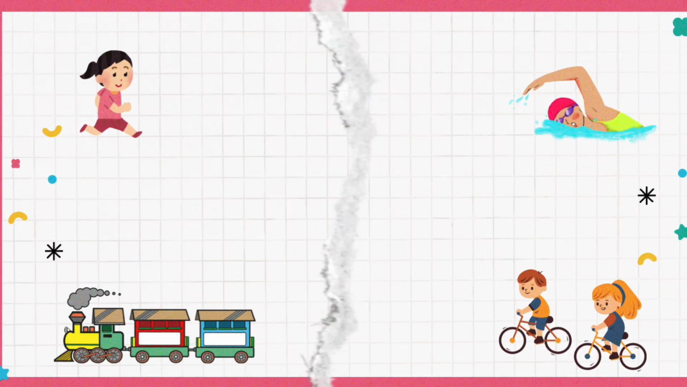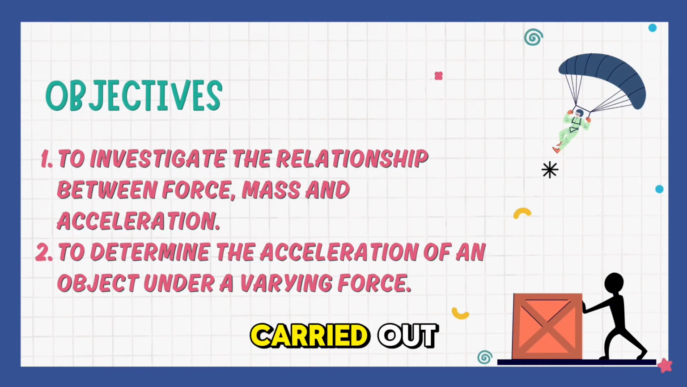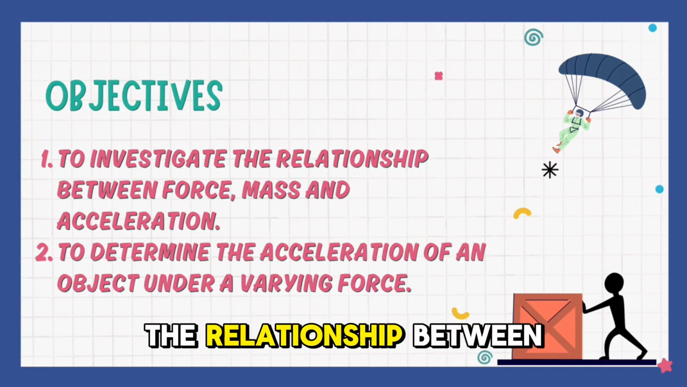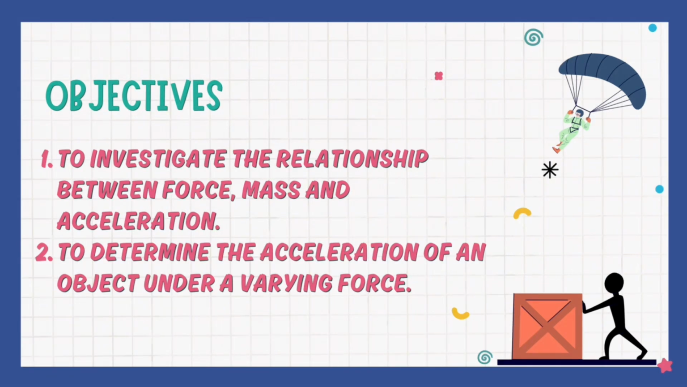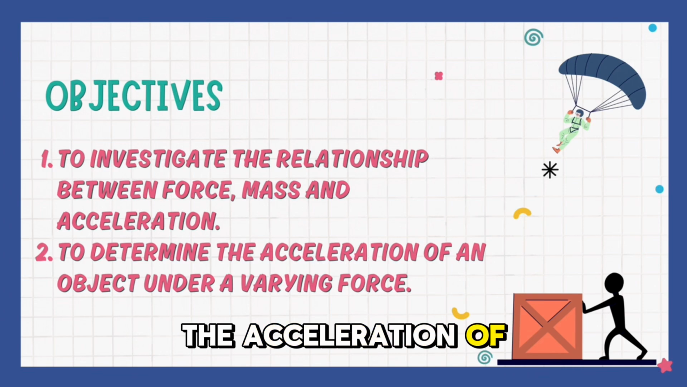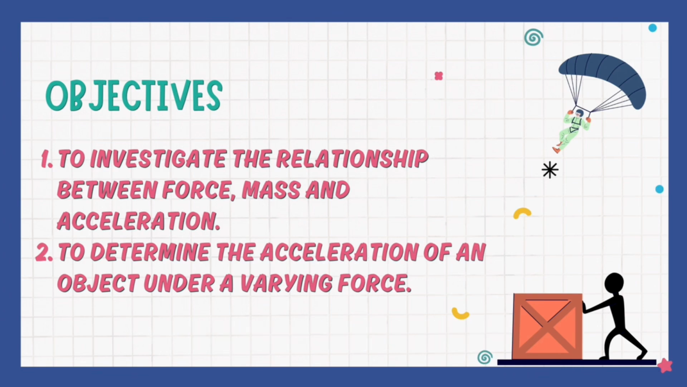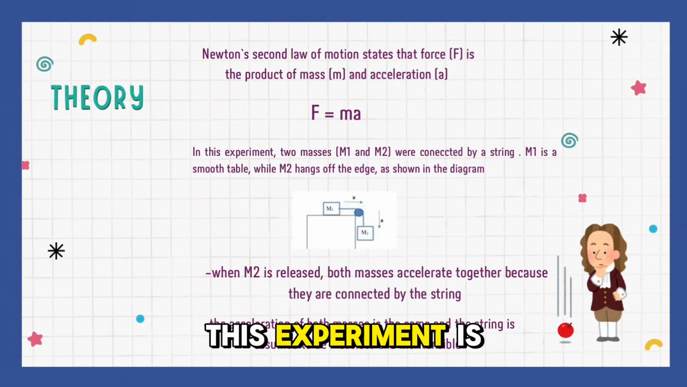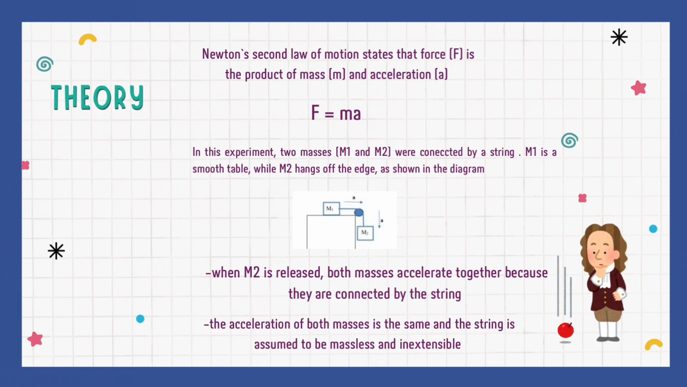path. This experiment was carried out with two main objectives. First, to investigate the relationship between force, mass, and acceleration. Second, to determine the acceleration of an object under a varying force. The theory of this experiment is Newton's second law of motion, which states that force is the product of mass and acceleration. The equation is F equals m times a.